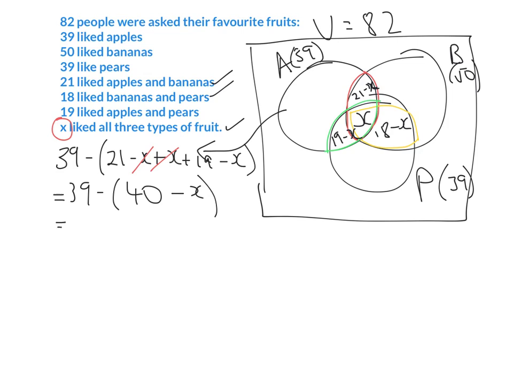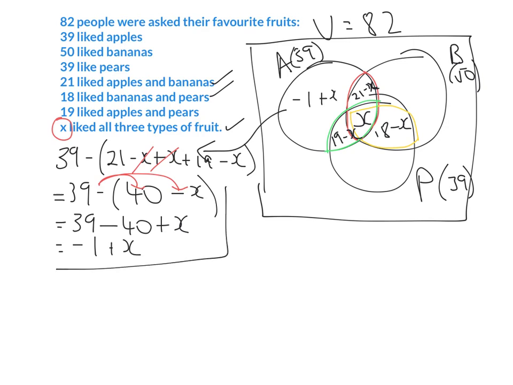Therefore 39, apply the minus to your brackets. That's going to be minus 40 plus x. That's because that minus hits off the 40 and off the minus x. So that's going to give me 39 minus 40, which gives me minus 1 plus x. So that minus 1 plus x goes up into that circle.